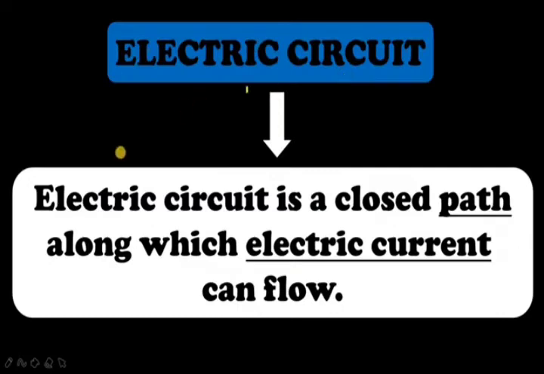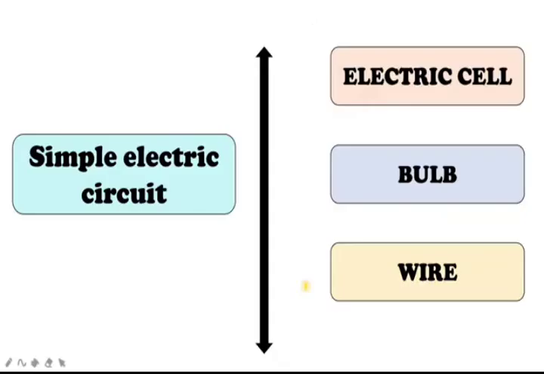An electric circuit is a closed path. Remember the point, a closed path along which electric current can flow. It should not be open, it's a closed path like this. Always it is a closed path, it should not be like this. It should be closed and electric current can flow through the closed path.